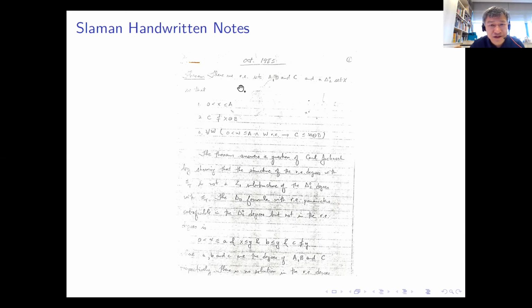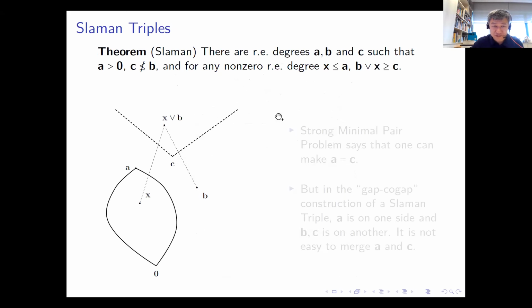At that time, Ted Slaman happened to have already studied this triple A, B, C. So he answered the question immediately, saying that the RE degrees are not a Sigma 1 elementary substructure of the Delta 2 degrees. That's one of the applications of this funny triple. I'm going to define it formally.